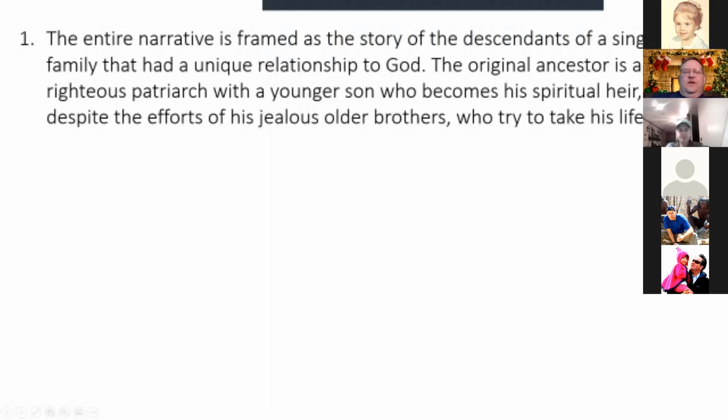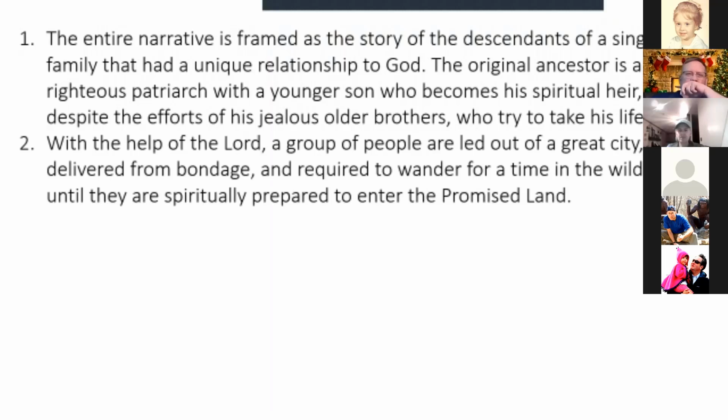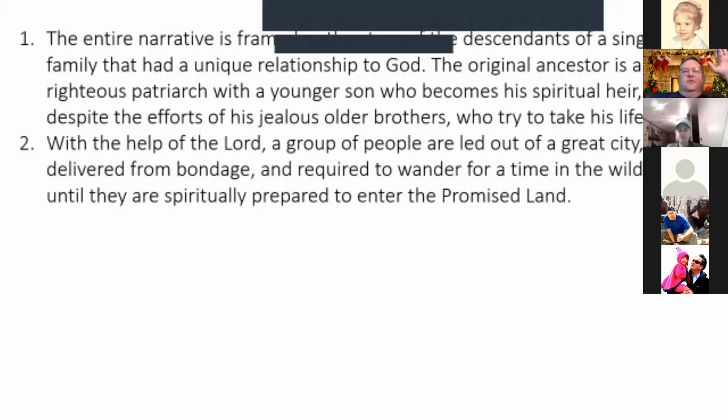That's Lehi and Nephi and Laman and Lemuel and Sam, but it's also Jacob and Joseph and his brothers who throw him in a pit, etc. Second, with the help of the Lord, a group of people are led out of a great city, delivered from bondage, and required to wander for a time in the wilderness until they are spiritually prepared to enter the promised land. This is one type that's been explored a lot by LDS scholars, the Exodus type.